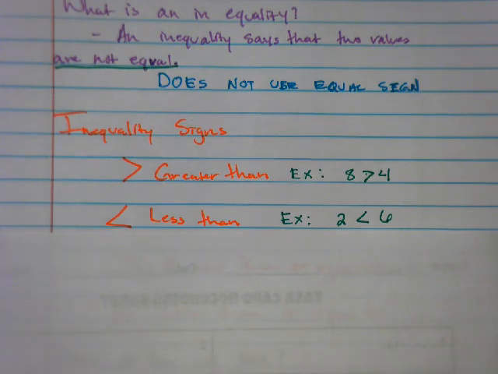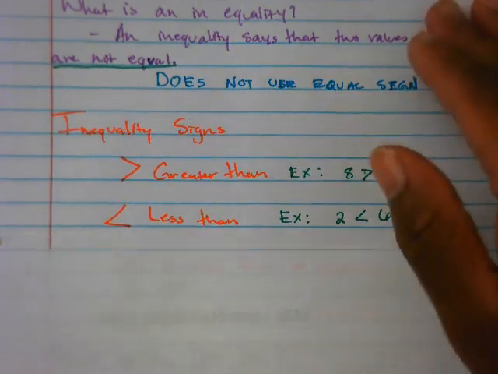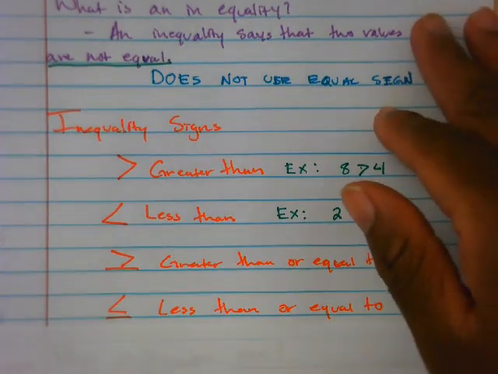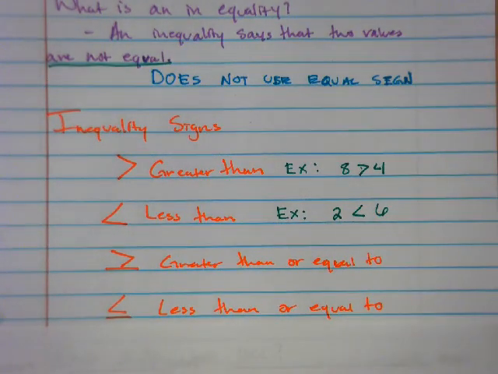So we have greater than, we have less than, then we have greater than or equal to. It can be greater than that number, or it can be equal to that number. And then, of course, we have less than or equal to. It can be less than this particular number or equal to that number. Those are the 4 inequality signs: greater than, less than, greater than or equal to, less than or equal to.